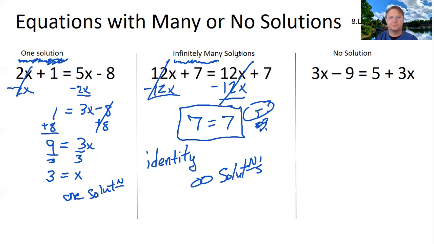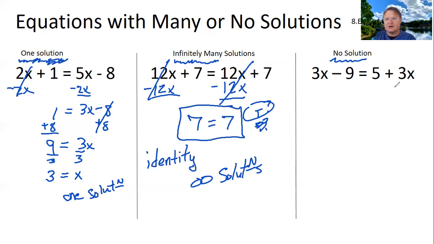I shouldn't have put an apostrophe there. And then a third option, a third possibility, the last possibility, there's only three possibilities. One solution, infinitely many solutions, meaning every number in the world, or this situation where you have no solution.